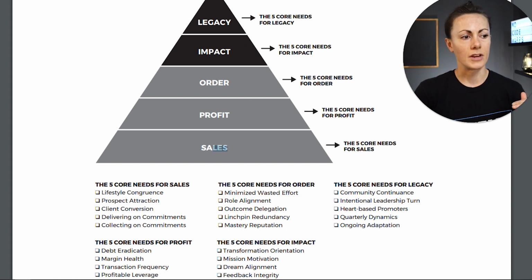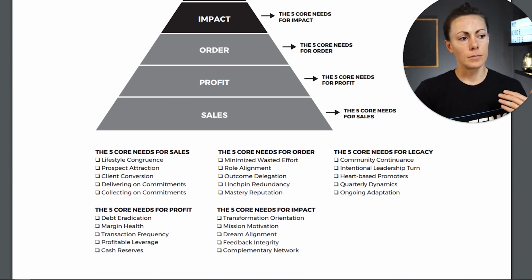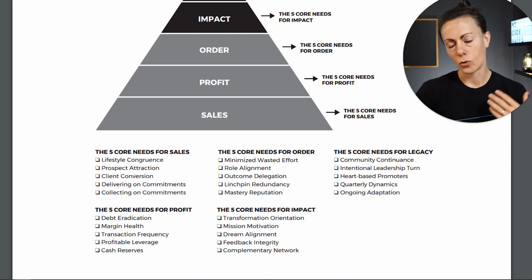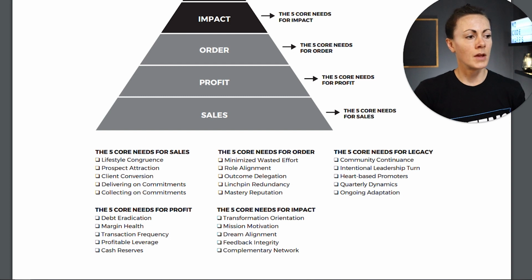So we have those same stages, right? The sales, profit, order, impact, legacy. Now, according to the Fix This Next principles, there are 5 core needs that every business is going to have within each of these levels. So for example, if you were a business focusing on sales, that foundational level, or you're serving a business that's doing that, there are 5 core needs that a business would have to fill at this level in order to start prioritizing the next.